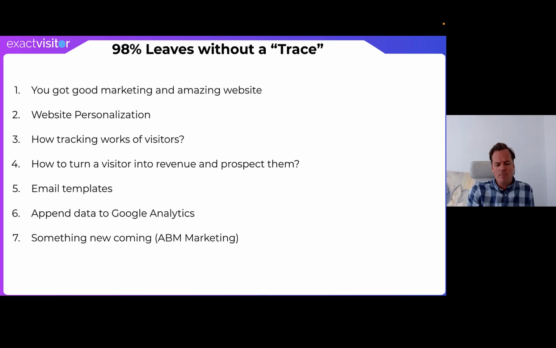We can also talk about how you can append data to Google Analytics so you can optimize your Google AdWords campaign. So basically you'll be able inside Google Analytics to see, on this campaign, which of the companies or what percentage that clicked are actually using Salesforce, if that's your ICP. That's super powerful to know because then you start optimizing them. And then we're going to talk about something that is coming to Exact Visitor, which includes ABM marketing.